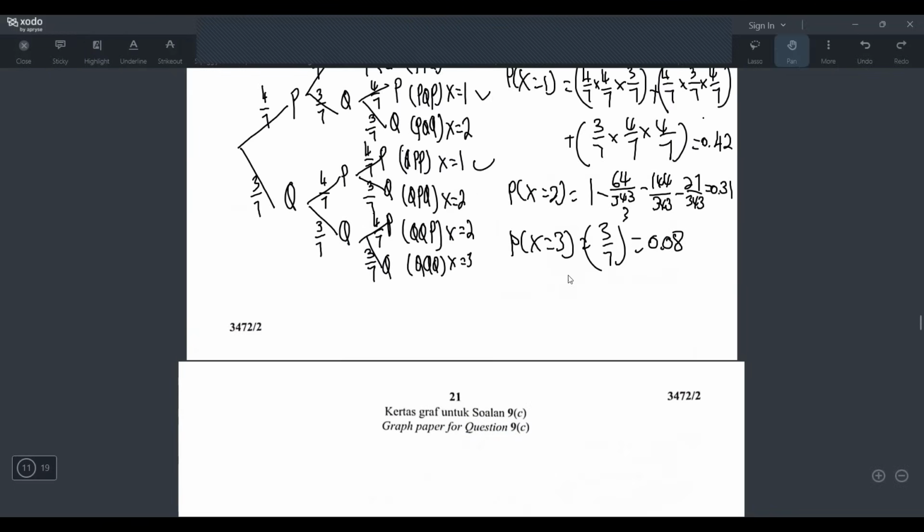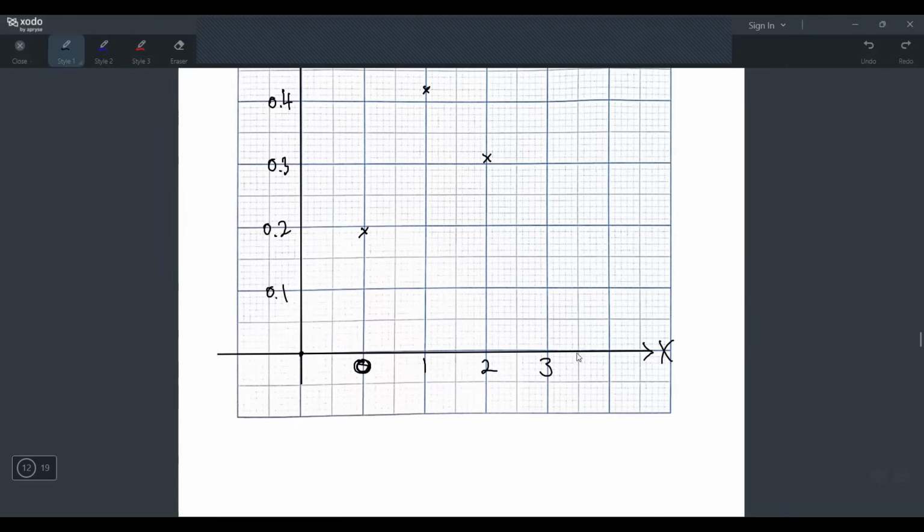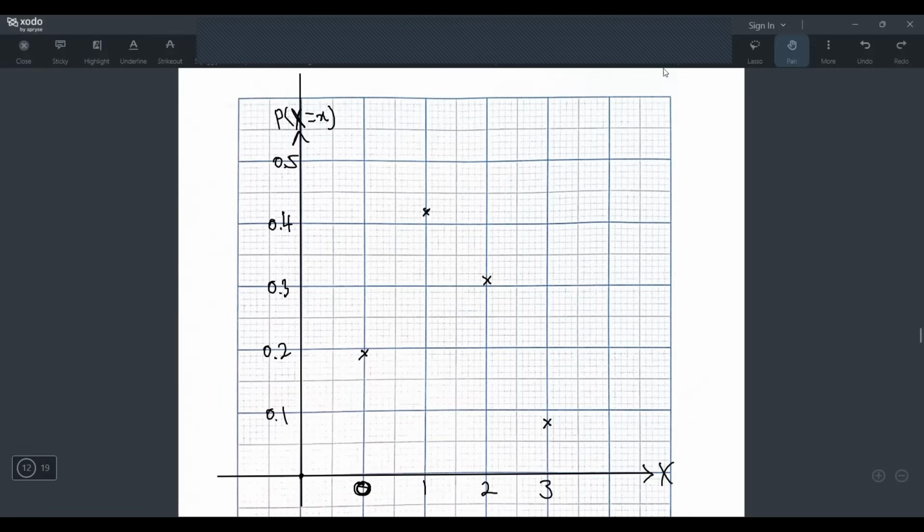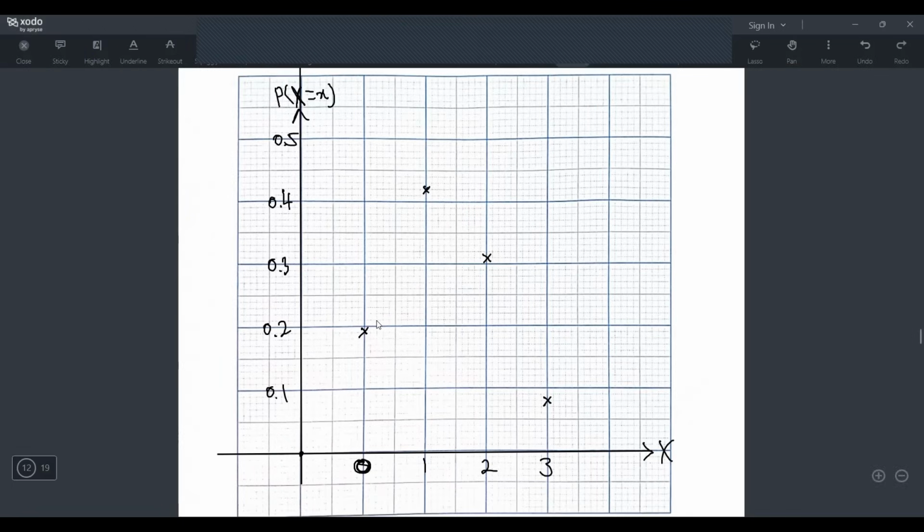Okay, next one. 3, 0.08. 3, 0.08. So 0.1 down is 0.09. Down again 0.08. So this one. But when you join the graph, you have to join like this. Okay, these lines you cannot join like this. Cannot. They are not continuous one. So you have to make it separate like this. This is how you draw it. Okay, use ruler. So like this and then like this. And that's the answer.